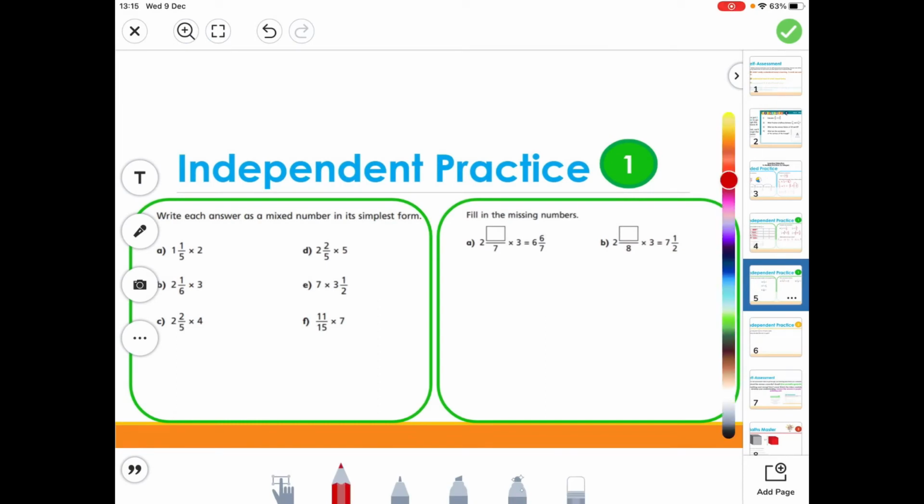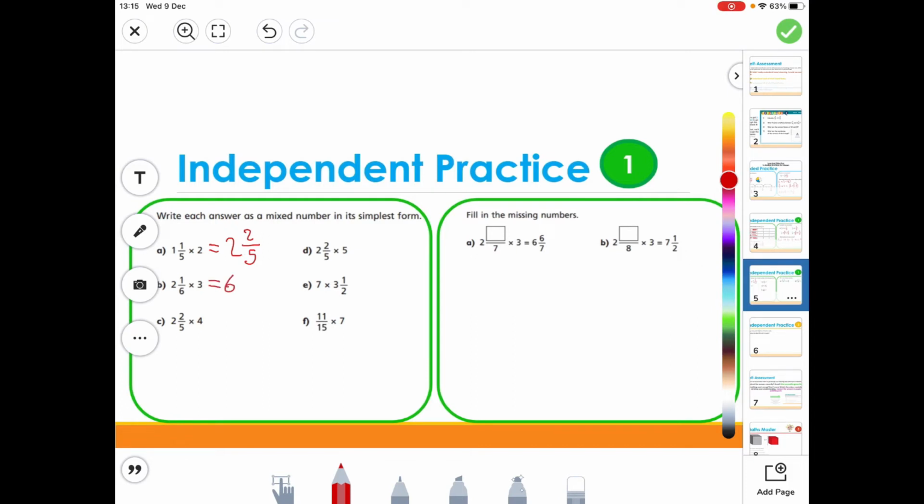Okay, it says write each answer as a mixed number in its simplest form. Now some answers might give us improper fractions we'll need to convert. Starting with A, 1 and 1/5 times 2. Let's multiply the whole numbers first. 1 times 2 is 2. Then multiply the numerator by 2. That's 2, and the denominator stays the same. That's 2 and 2/5.